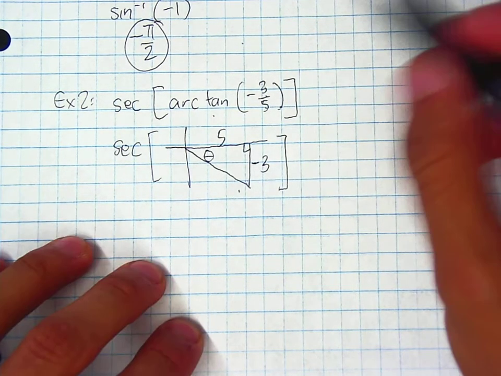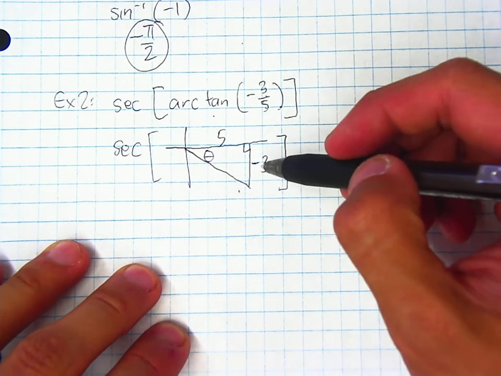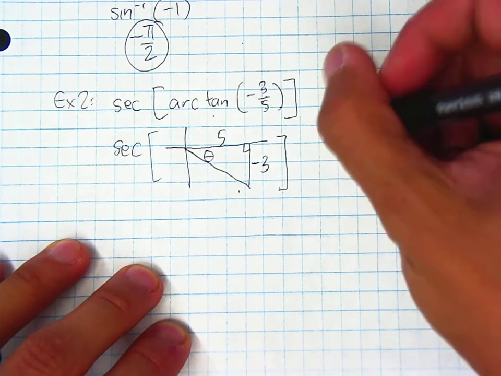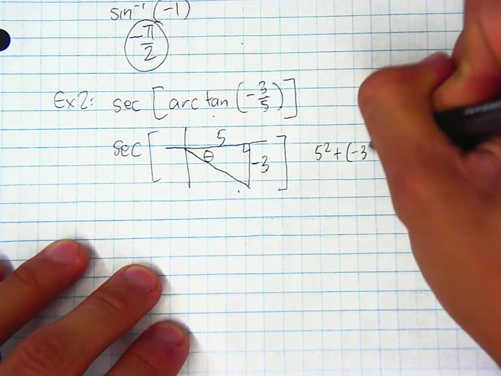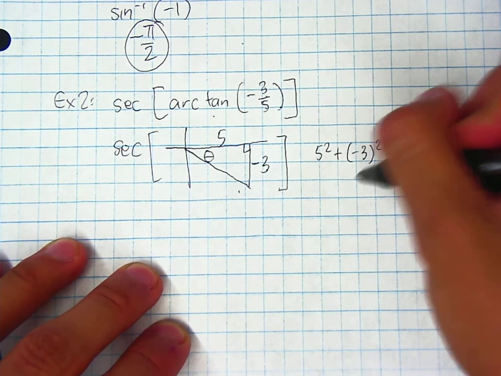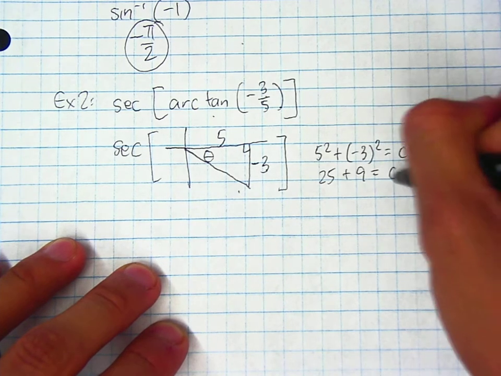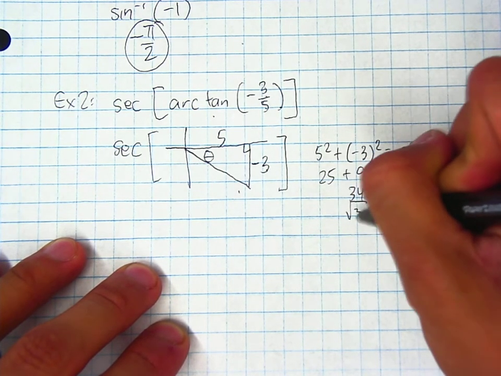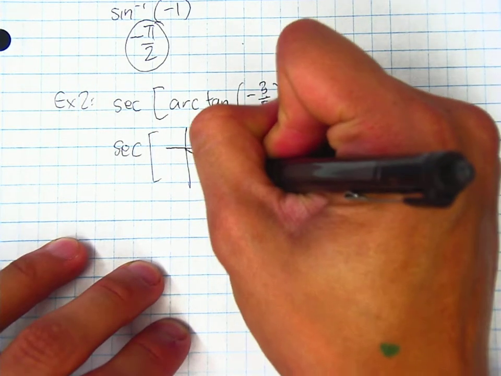And then I'm going to find this side by using Pythagorean's theorem. So it'd be a squared plus b squared equals c squared. So it'd be 5 squared plus -3 squared equals c squared. So that would be 25 plus 9 equals c squared. 34 equals c squared. So radical 34 is c. So this side is radical 34.